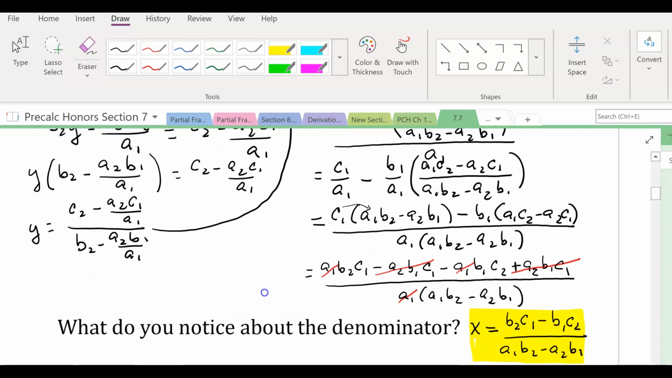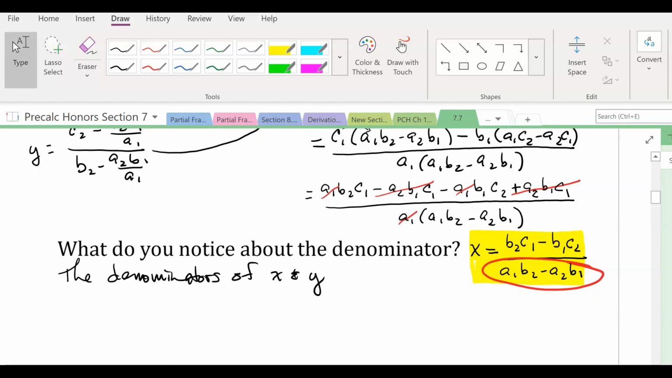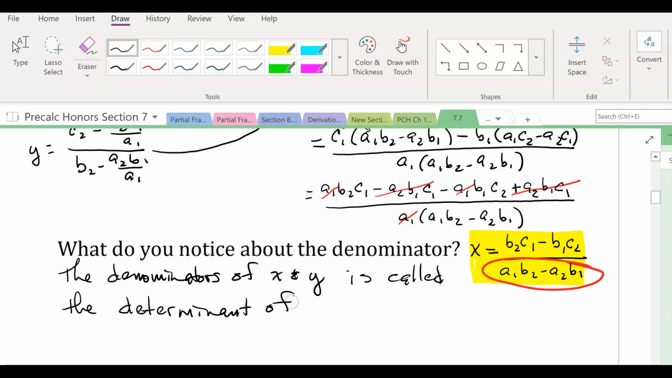this denominator, the denominators of x and y, is called the determinant of the coefficient matrix of the system.